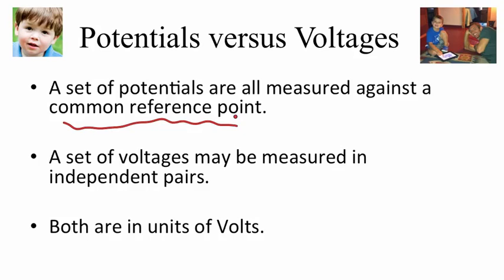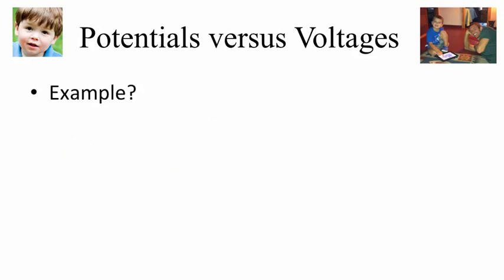Now, in contrast, a set of voltages is measured in independent pairs. Each voltage is a different measurement than the other voltages, and so they don't have any special relationship to each other. So if you have a list of voltages, that's what you've got, a list of voltages, but there's no implied relationship. Whereas with potentials, there is an implied relationship because they're all measured against a common reference point. Maybe this becomes a little more clear with an example.